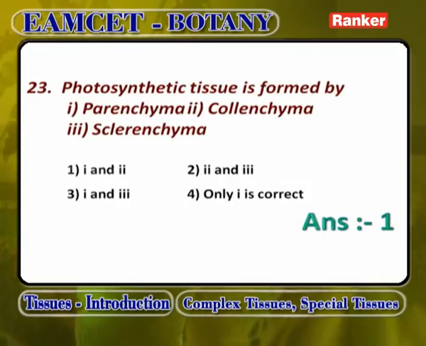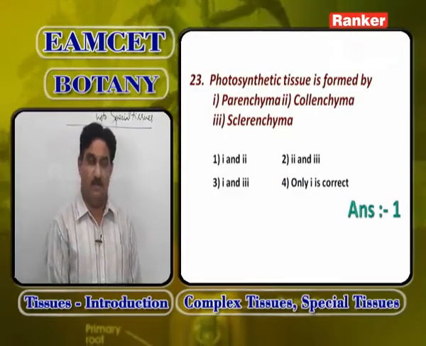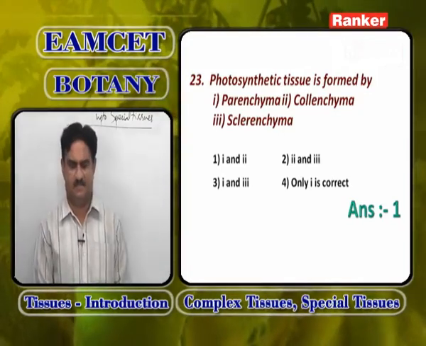Photosynthetic tissue is formed by any living cell that forms a photosynthetic tissue. For example, parenchyma. Parenchyma with chloroplast performs photosynthesis. Collenchyma. Collenchyma with chloroplast performs photosynthesis.